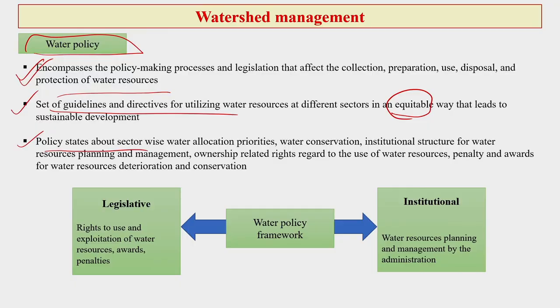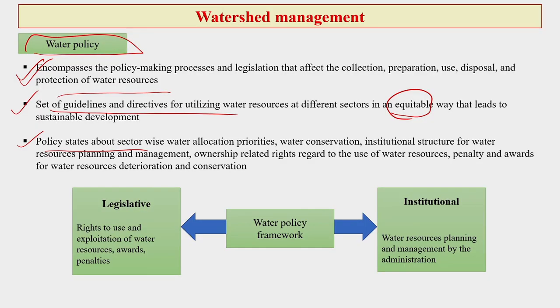So, there are different allocation priorities, then accordingly different water conservation measures, institutional structure for water resource planning and management, and ownership-related rights with regard to the use of water resources. If someone is found a defaulter, then what kind of penalty you can put or not, and again incentives or awards for taking care of water resources and rejuvenating them. So, these are certain aspects within the water policy which can basically allow your watershed management to function in a better manner.